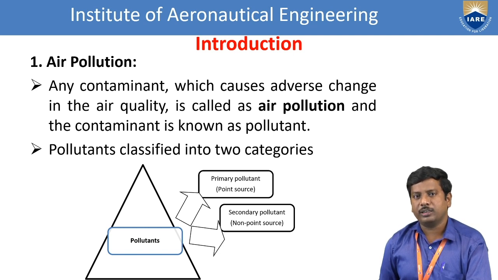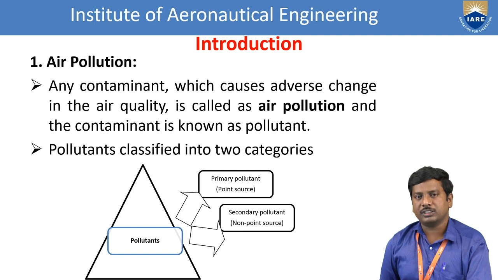So mainly these air pollutants are classified into 2 types. One is the primary pollutant, and the second one is the secondary pollutant. A primary pollutant is a point source which is visible to the naked eye, whereas a secondary pollutant is not visible to the naked eye. That means it is invisible to the naked eye. So this is the classification of air pollutants.